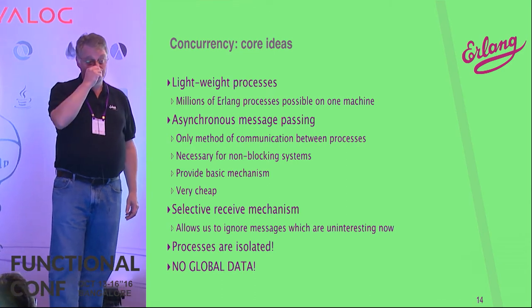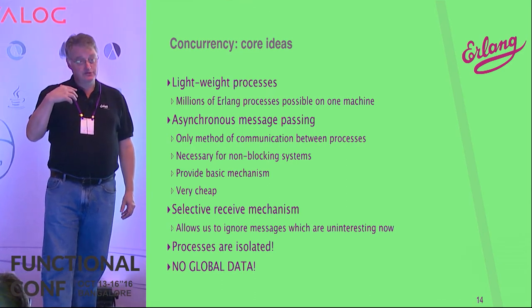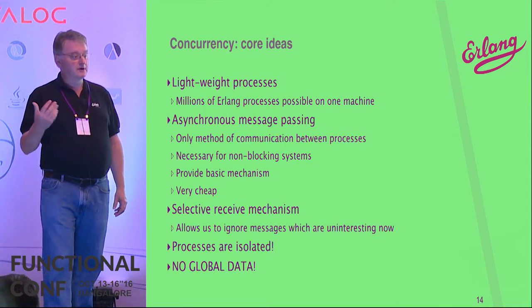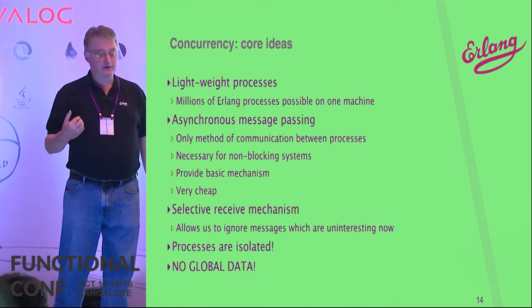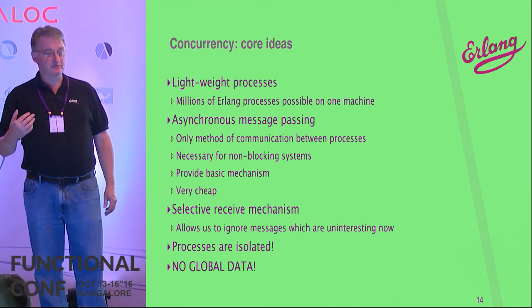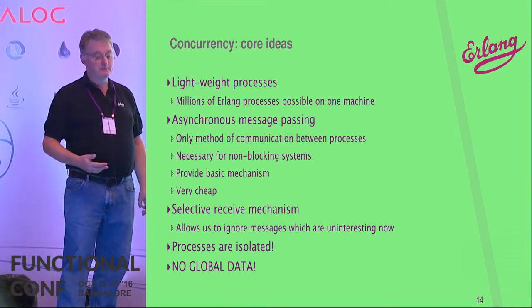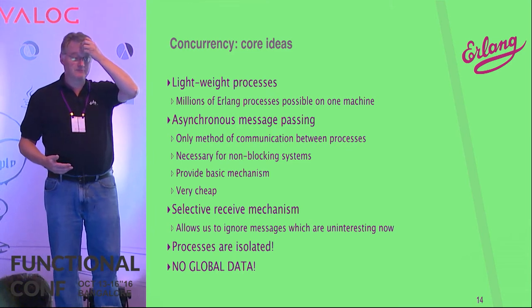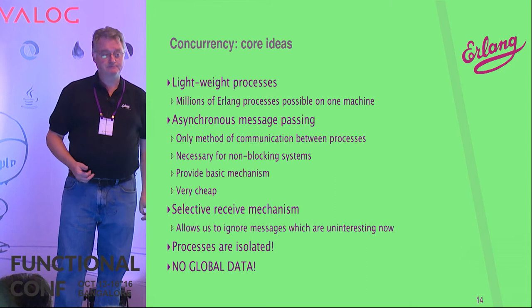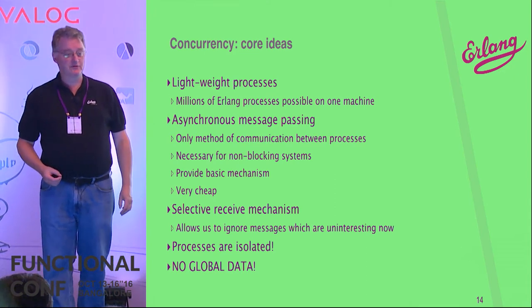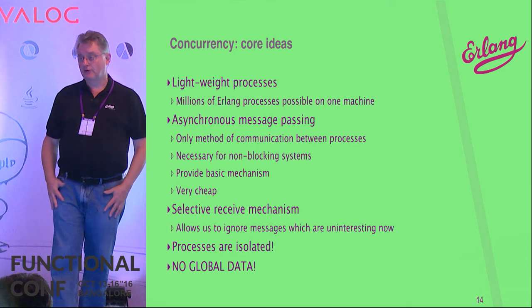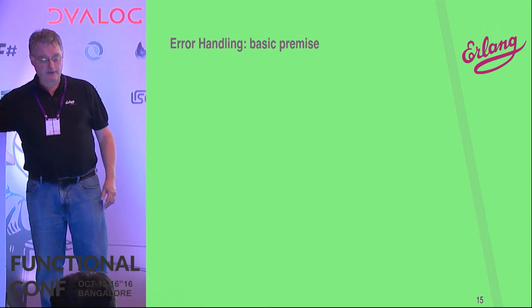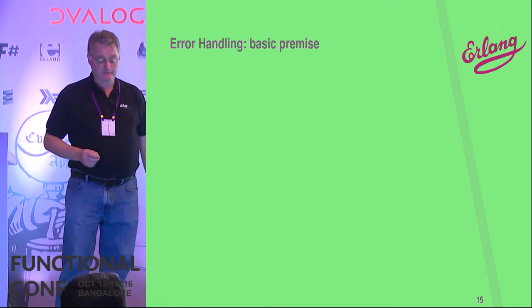We have a selective receive that allows us to choose which messages we want to look at at a certain point in time. And other messages that have been sent to the process will just be ignored, which means we avoid a combinatorial explosion of having to handle every message everywhere. Processes are isolated, so they can quite happily crash without taking down other processes. And there is no global data in the system at all. We only have local data. Again, it's all about concurrency, fault tolerance and scalability as well. So that is the basic fundamentals of the concurrency model.